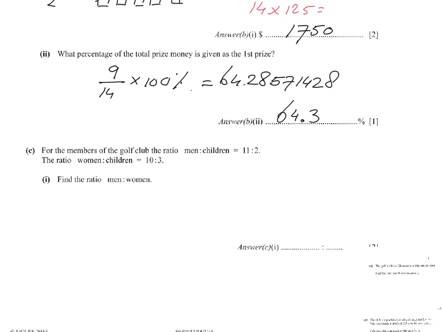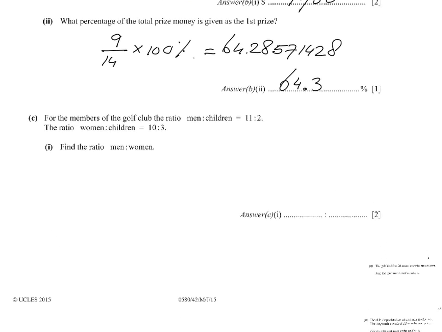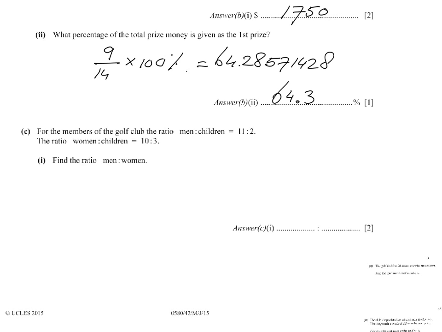Moving on. For the members of the golf club, there we go, sorry. For the members of the golf club, the ratio men to children is 11:2, and the ratio women to children is 10:3. Find the ratio men to women. Okay, so we have 2 separate ratios, men to children 11:2, women to children 10:3. Now, in order to compare the men to women, then let's say the amount of blocks for the children needs to be the same.